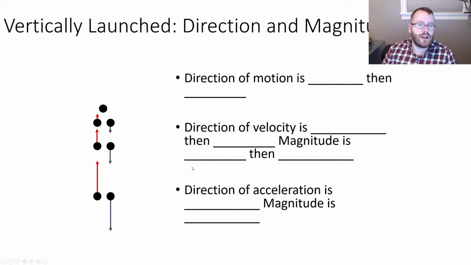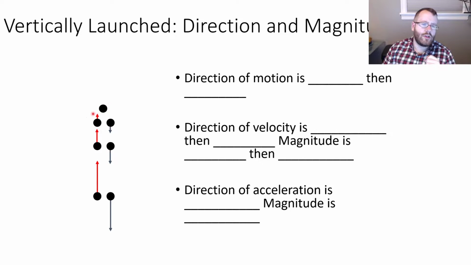Hello, ladies and gentlemen. Today we're going to be talking about vertically launched projectiles, which is a fancy way of saying throwing an object up into the air and then catching it on the way back down. So to begin with, what I have here on the left side is an image, different snapshots of an object as it moves up and back down.